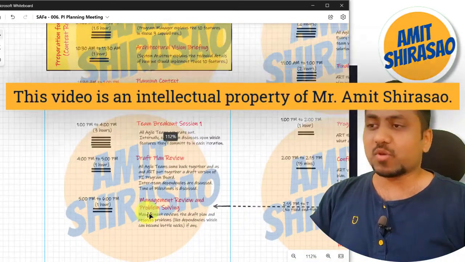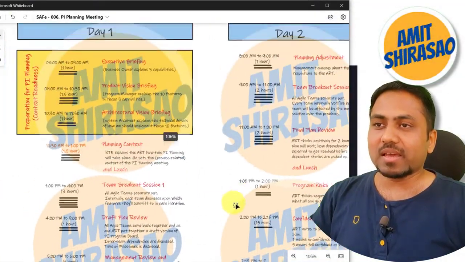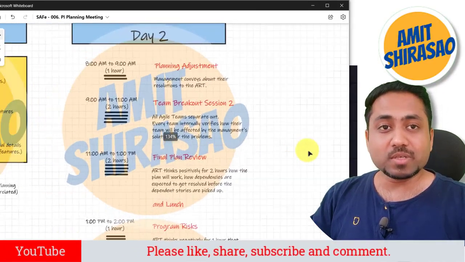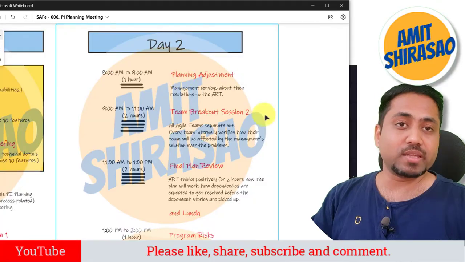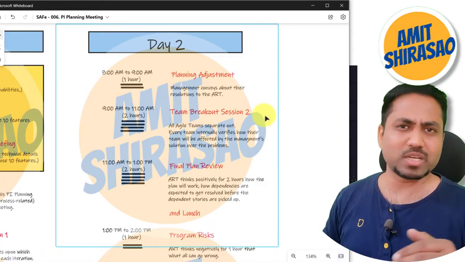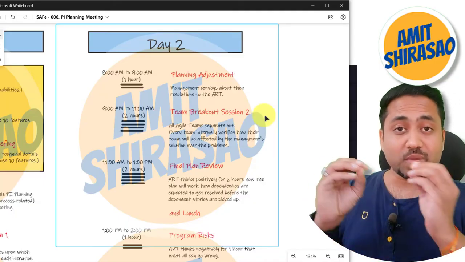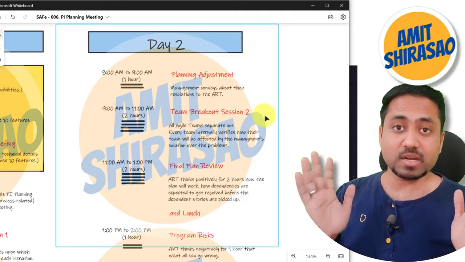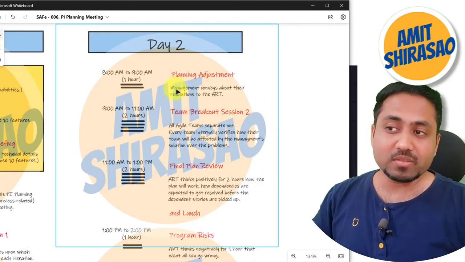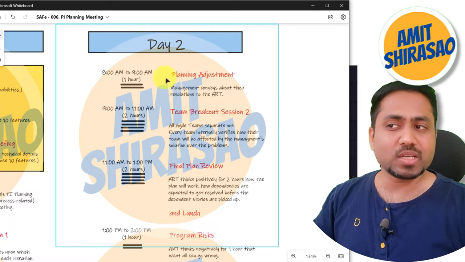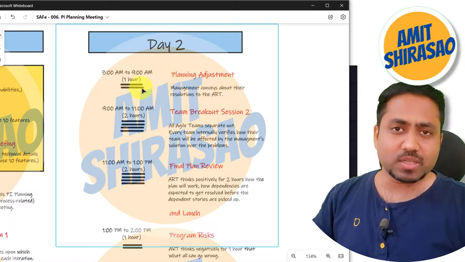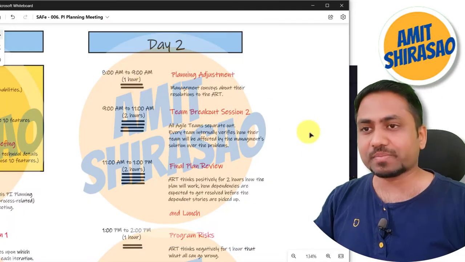Okay. The next day, what happens? Next day, everybody comes back. The entire ART is sitting together. Now management has to explain whatever they discussed yesterday in that last 1 hour. Everybody else had gone home, right? Only management was sitting there. Now management explains what they discussed and finally what is the solution that they reached. So that is conveyed by the management to the entire ART. That is called planning adjustment. This can get completed within 1 hour. It is very much possible.